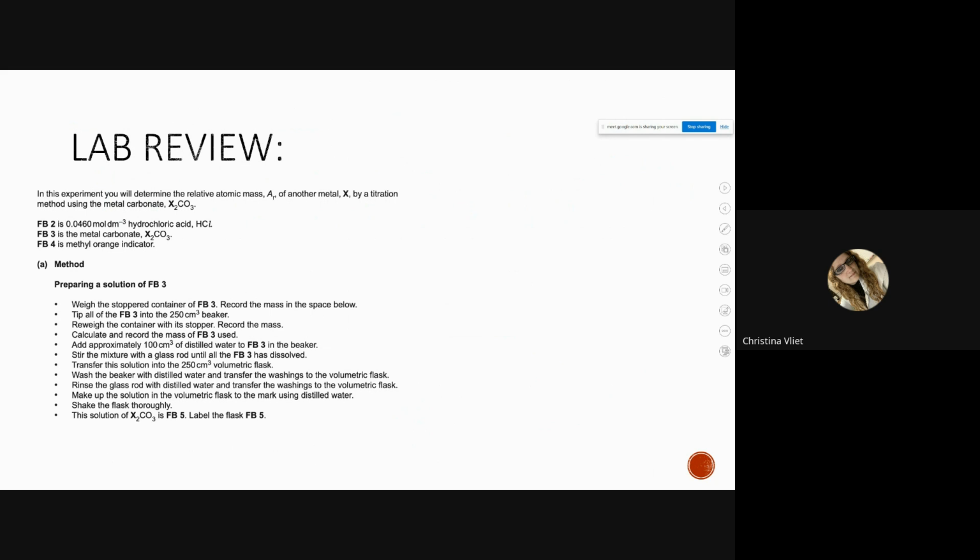What's the first thing you should do? Read the instructions and follow them thoroughly, right? So we're going to go back over this just so we remember what we did. It's been a couple weeks. What they're asking you to do here is calculate the relative atomic mass of some kind of metal by titration.